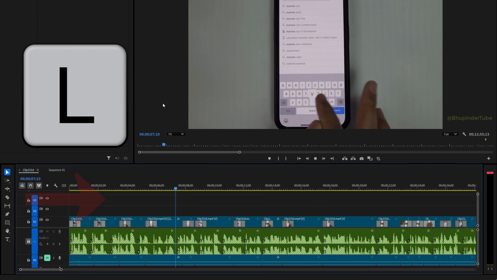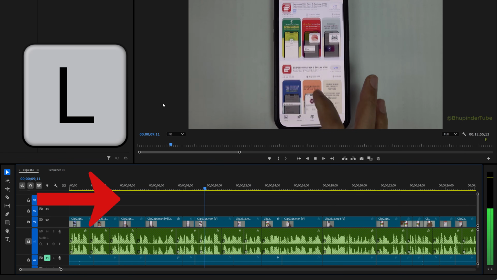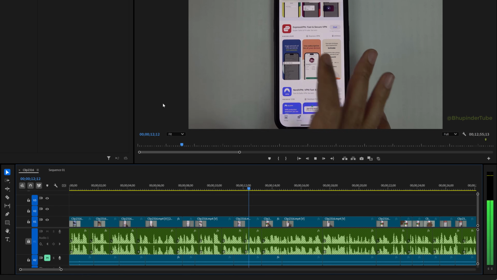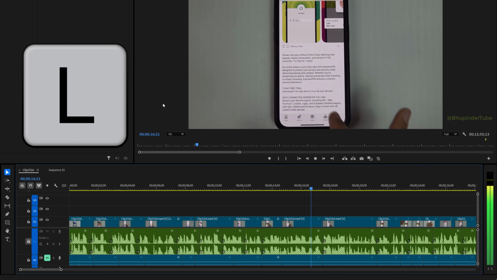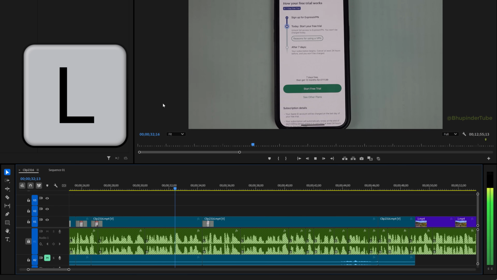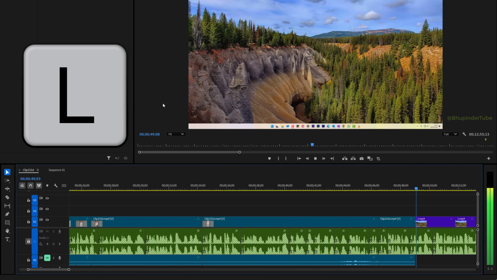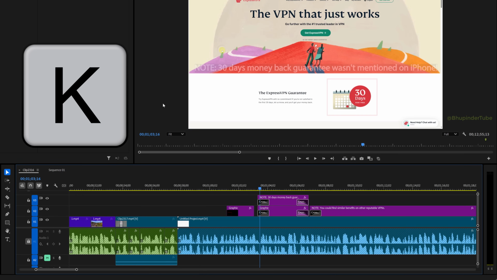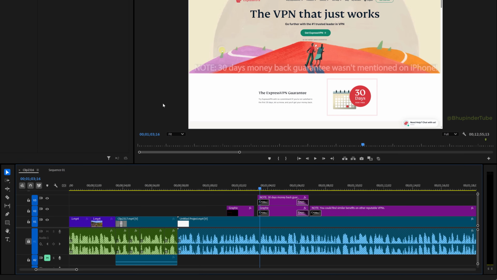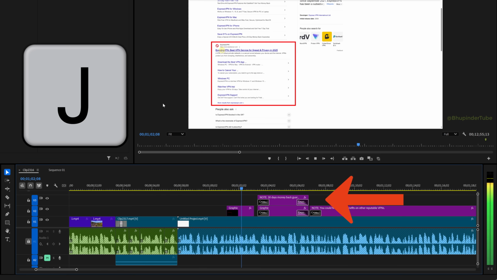If you press L once, then the playhead would move at the normal speed. Now, if you press L again, you could increase the playhead's speed. You could keep pressing L to increase the speed. Then you could press K to pause, and then if you would press J, the playhead would play backward.